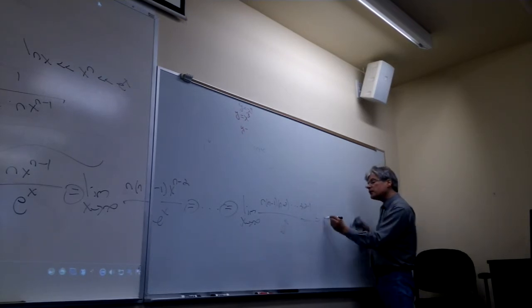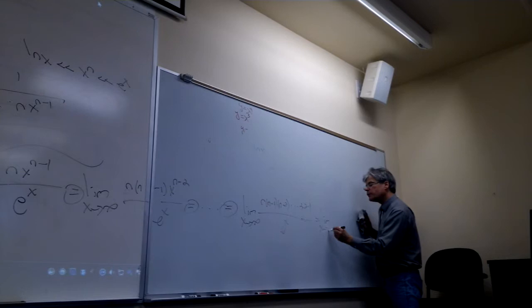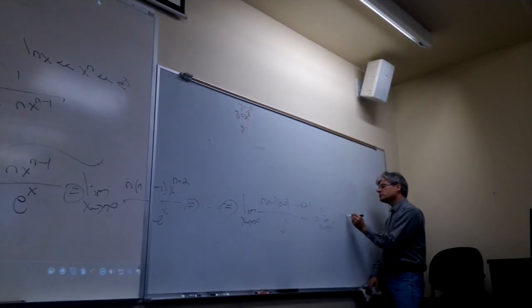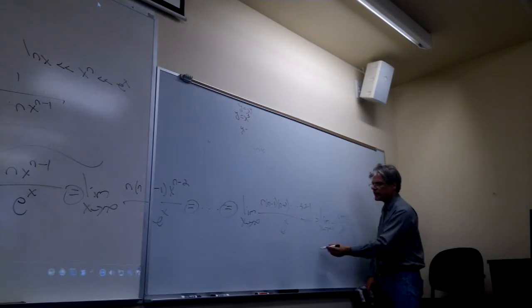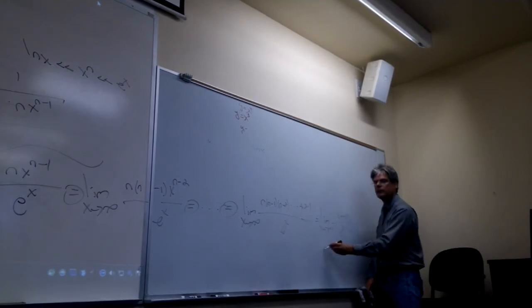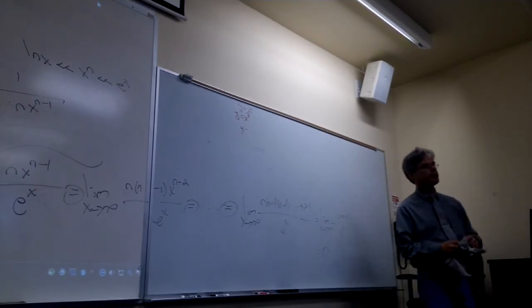But that's simply equal to the limit as x increases without bound of a constant over e to the x. That's a piece of cake. That's just zero. Do you see my point?